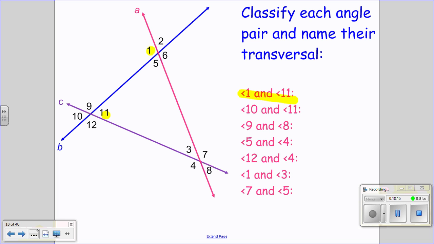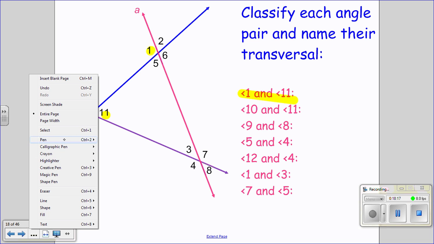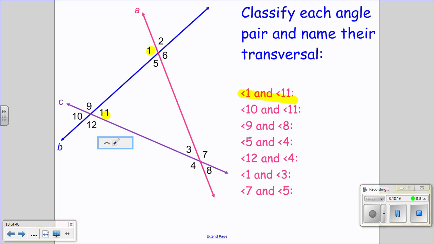That's line B. So that's the transversal. And if you look at it, both 1 and 11 are between A and C. So they're in the interior region of A and C. They're on opposite sides of B. So that means they're alternate interior.